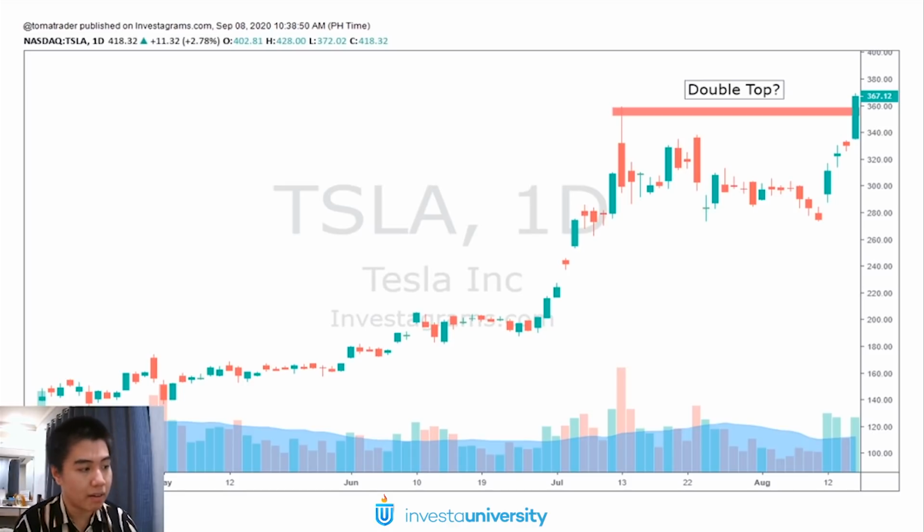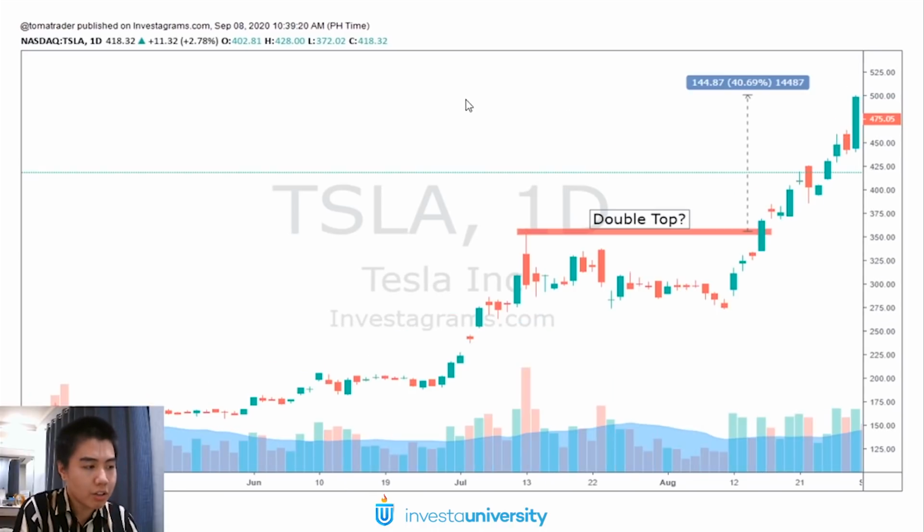As for Tesla, if you ignore this breakout because, let's say, you ignore it since it's supposedly a double top, what happened? You would have missed out on this 40% move in 1, 2, 3, 4, 5, 6, 7, 8, 9, 10 days. Napakalaki nun. So, price is always king. Diba? So, that's just my point here.